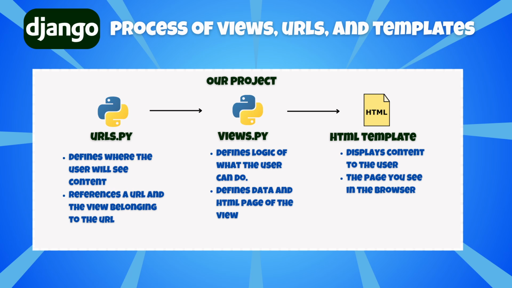Now, the last thing that we will also need is an HTML template. And the HTML template shows the exact content for the user. So in there, we can show different components and define exactly what the page needs to look like. And this is the actual page the user will see in the browser. So for each page we want to create, we need one of each. So if we're going to be creating a home page, we need to define one URL in the urls.py file, one view in the views.py file, and create a template.